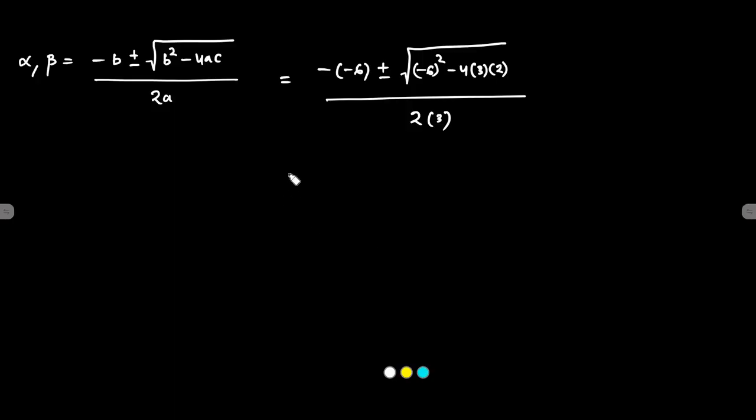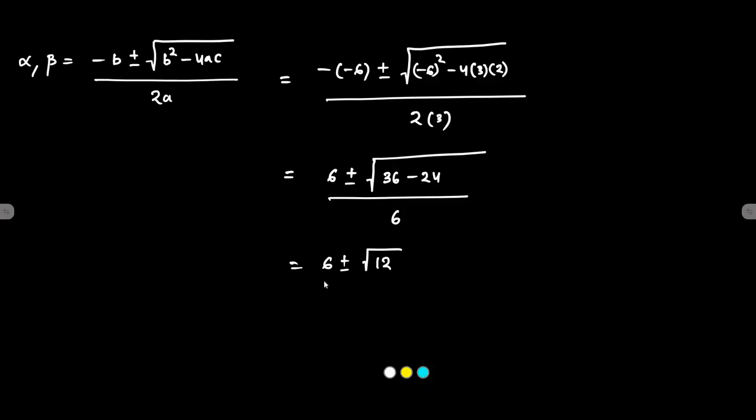So this is equal to 6 plus minus root over of 36 minus 24 by 6, which is equal to 6 plus minus root over of 12 by 6. Now 12 we can write as 2 into 2 into 3, so root 12 we can write as 2 root 3. So it is 6 plus minus 2 root 3 by 6.